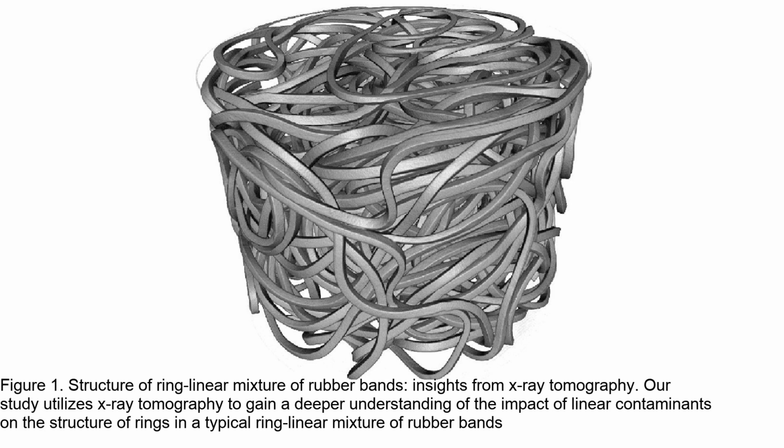The different compositions of the mixtures are indicated by the values of phi, which represent the fraction of linear bands in the mixture. The X-ray tomography images provide detailed insights into the spatial arrangement and configurations of the bands in the mixture. By analyzing these images, the researchers can determine the modifications in the mixture structure as the length and concentration of linear bands vary. This figure serves as an overview of the experimental setup and provides a visual representation of the ring-linear mixture of rubber bands that will be further analyzed in subsequent sections.